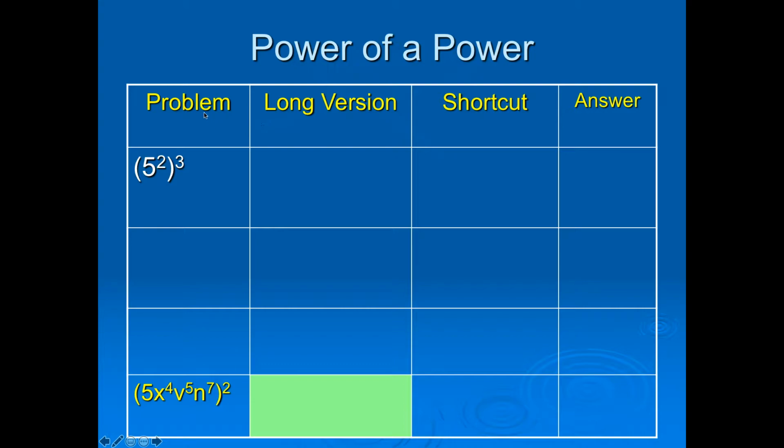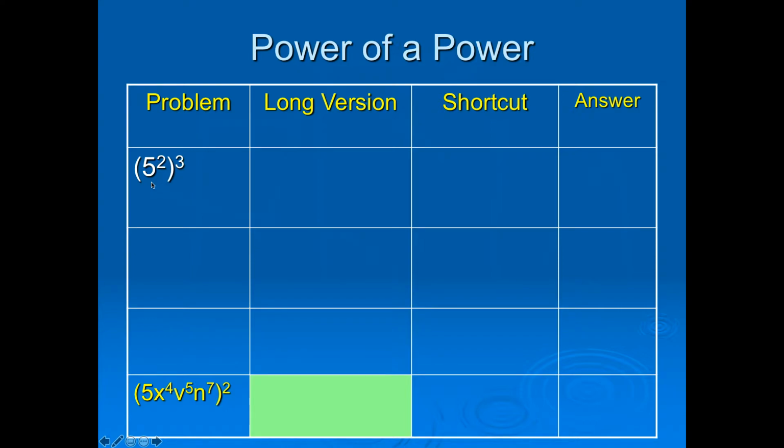You'll notice that we have a chart here where we have one column that is going to have multiple problems, one column for a long version, the shortcut that you'll be able to take as soon as you see it, and then a column for all of your answers.